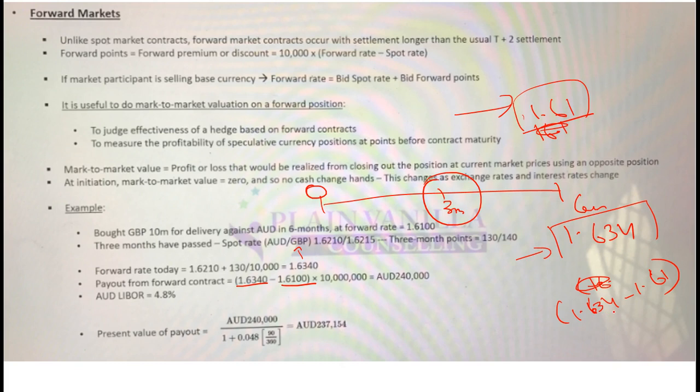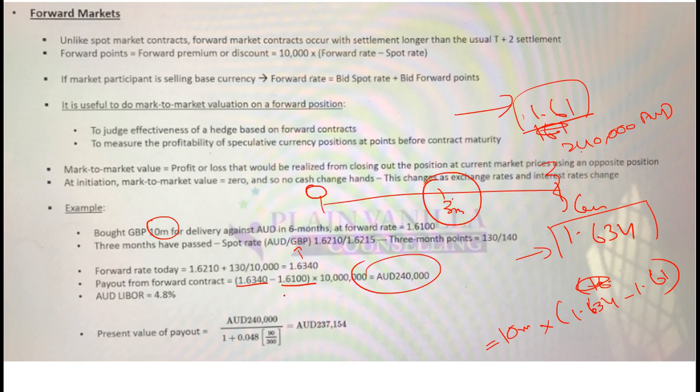So what is the gain? 1.634 minus 1.61. And what is the total size of the position? Total size is 10 million GBP. This is the gain per GBP. And if you multiply it by 10 million GBP, you will get the total gain. So total gain will be 240,000 AUD. When will this gain happen? This gain will occur here at this point of time. That is 240,000 AUD. What is its present value?